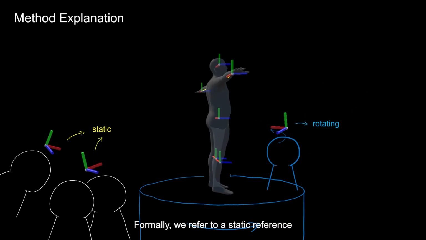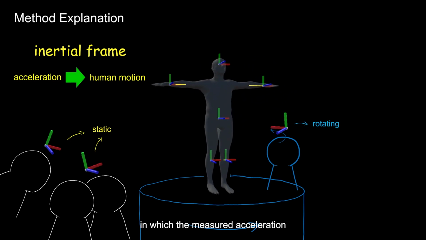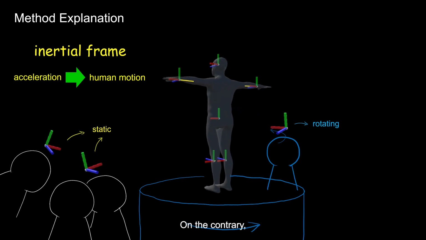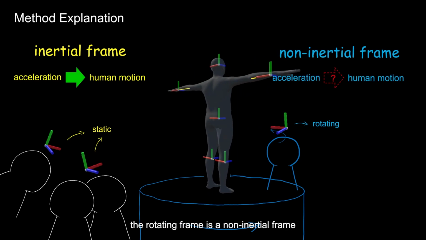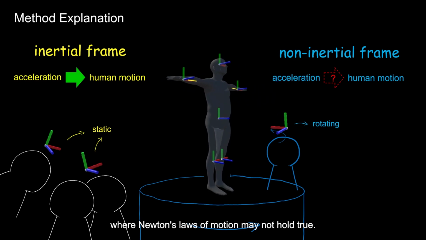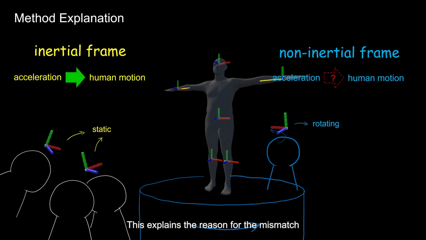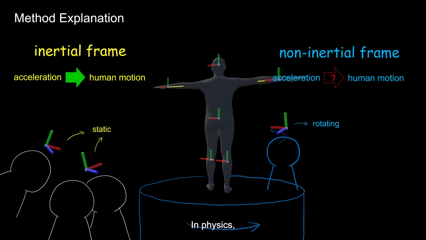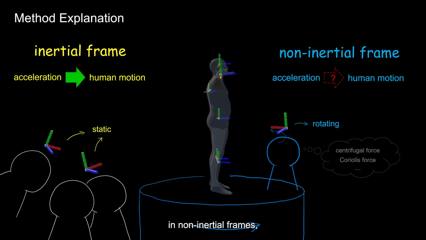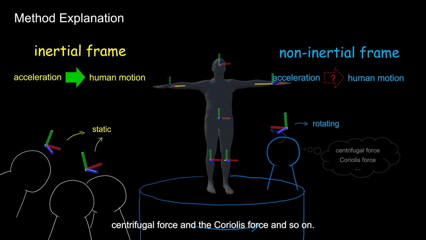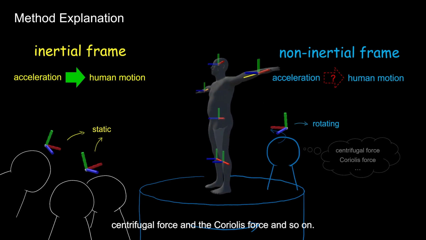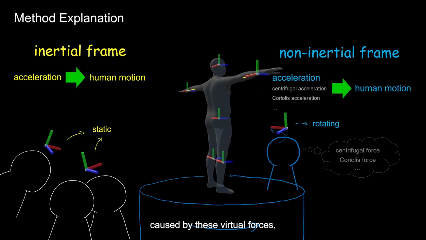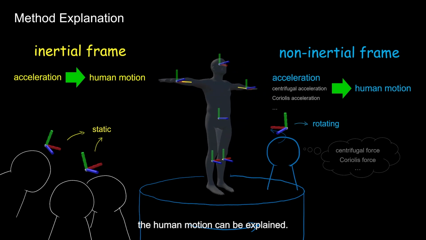Formally, we refer to a static reference frame as an inertial frame, in which the measured acceleration always aligns with the human motion. On the contrary, the rotating frame is a non-inertial frame where Newton's laws of motion may not hold true. This explains the reason for the mismatch between acceleration and motion. In physics, people introduce additional forces in non-inertial frames, including the well-known centrifugal force and the Coriolis force, and so on. With the additional acceleration caused by these virtual forces, the human motion can be explained.